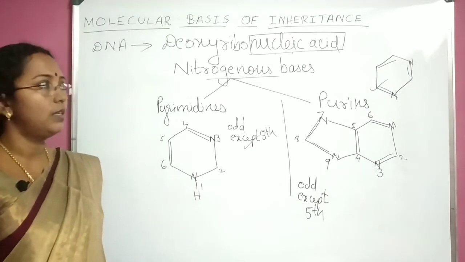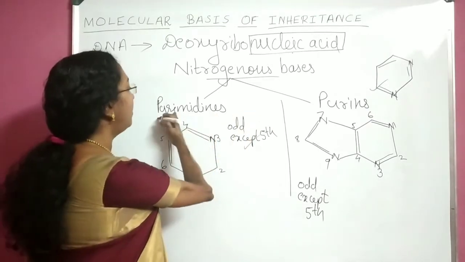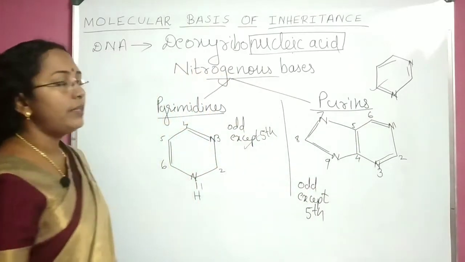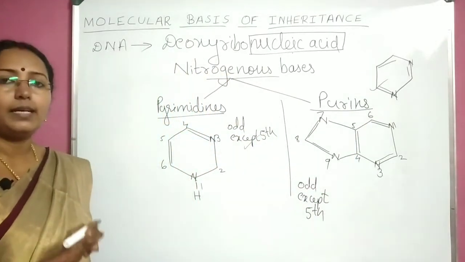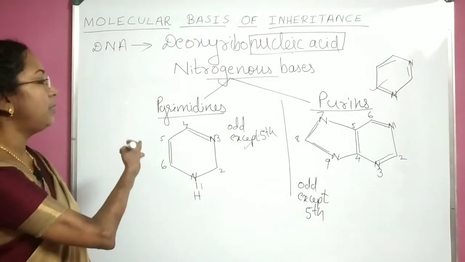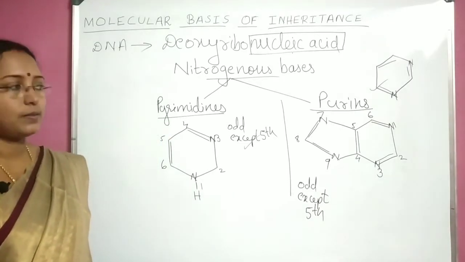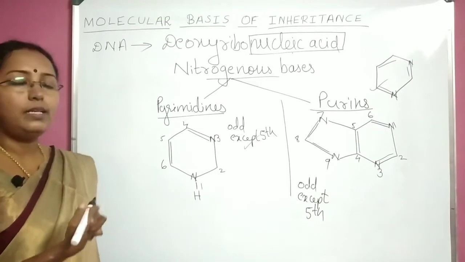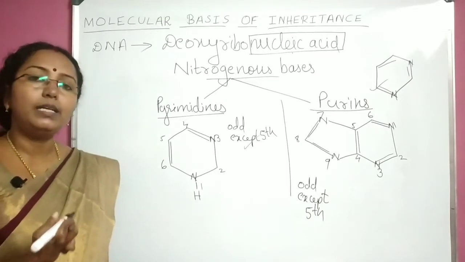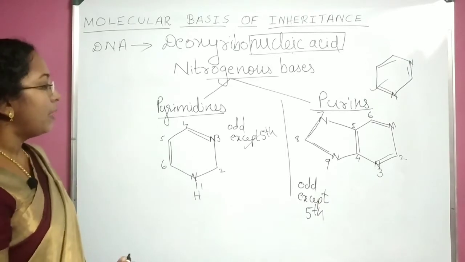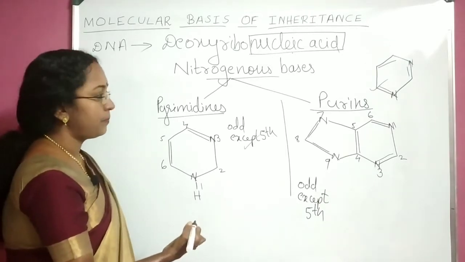There is no nitrogen. So now what I have written here, I have just drawn the structure of 2 nitrogen containing bases. That is, nitrogenous bases. They are pyrimidines and the purines. Now there are many different kinds of pyrimidines and many different kinds of purines depending upon which bond is coming where.